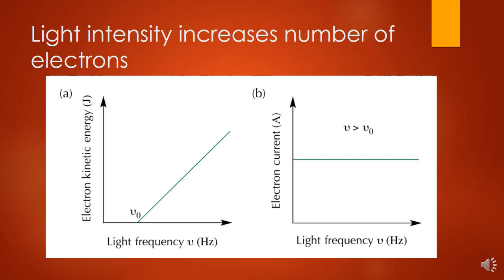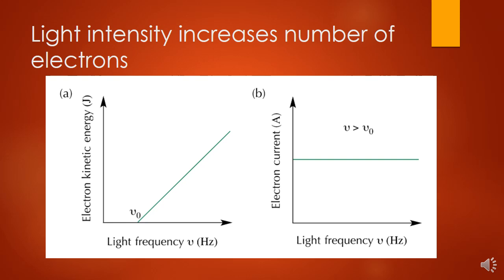So here, looking at graphs again for the photoelectric effect. On the left-hand side, as the light frequency gets higher, the electron kinetic energy gets higher, which is what I just said. And if you think about E equals hf, that means the slope of this line on the left is going to be Planck's constant, h, 6.6 times 10 to the negative 34.